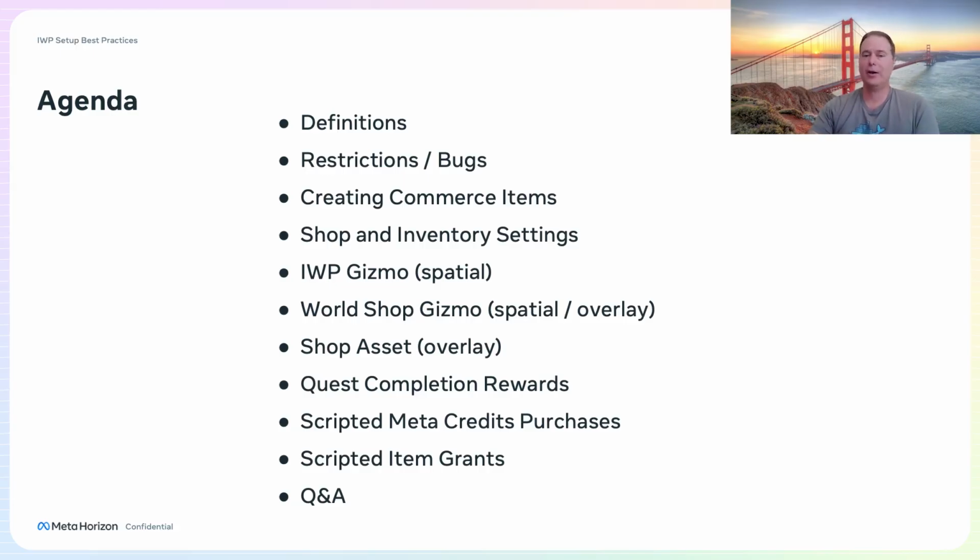Then we're going to go into how to actually sell things using the IWP gizmo for spatial sales, the world shop gizmo, which can be spatial or an overlay. And then there's a shop asset, which is only overlay. And then you can also give people in-world items through quest completion as rewards. And then finally, as I mentioned earlier, a way to sell things for meta credits using TypeScript and a way to grant items to people using TypeScript. And then we'll have a Q&A.